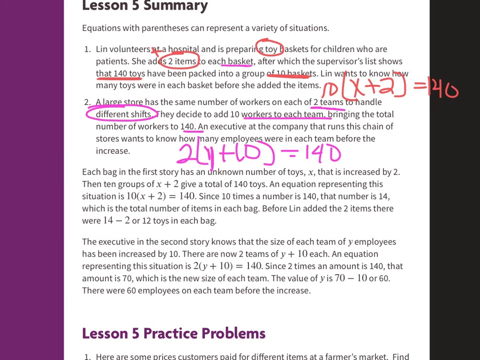So then, to solve them, we divide by 10 on the first one. 140 divided by 10 is 14, and then we minus 2. 14 minus 2 is 12. The second one, we go 140 divided by 2 is 70, and then we subtract 10. 70 minus 10 is 60. So there are 60 employees on the team. Okay?